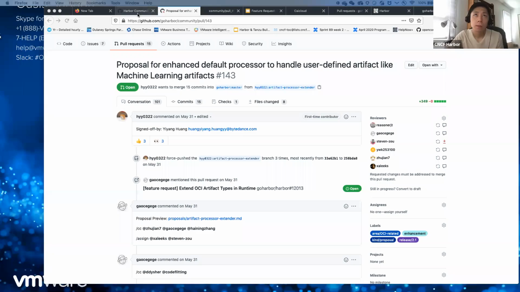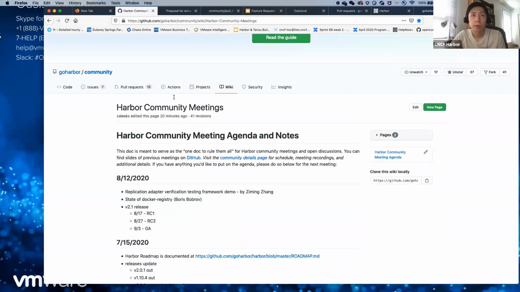So I guess we can get started. Looks like it's the three of us again. Can everyone see my screen with the Harbor Community Meeting agenda notes?